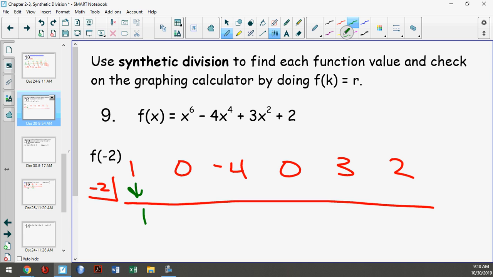Drop the 1 down. 1 times negative 2 is negative 2. Plus 0 is negative 2. Times negative 2 is going to be 4. Add them together, that gives you 0. 0 times anything is 0. Plus 0 is 0. 0 times negative 2 is 0. Plus 3 is 3. Times negative 2 is negative 6. Plus 2 is negative 4.